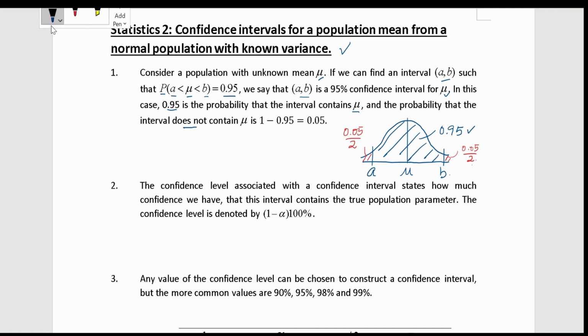Now let's say point 2. The confidence level associated with a confidence interval states how much confidence we have that this interval contains the true population parameter. For this case, we are referring to the population mean. The confidence level is denoted by these calculations. So what does this alpha here mean? We will look at point 3.